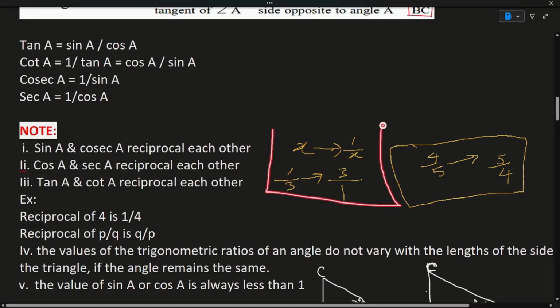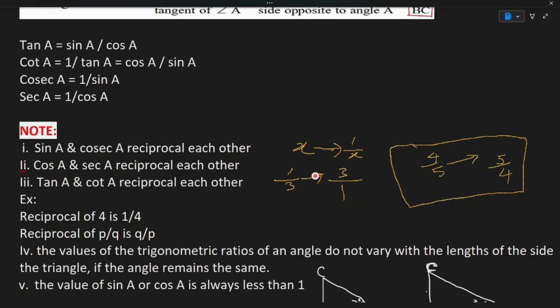This is what reciprocal means: just the numerator becomes the denominator and the denominator becomes the numerator. See here, for example, what is the reciprocal of 4 by 5? Simply it will become 5 by 4. Just the numerator becomes the denominator, and the denominator becomes the numerator.